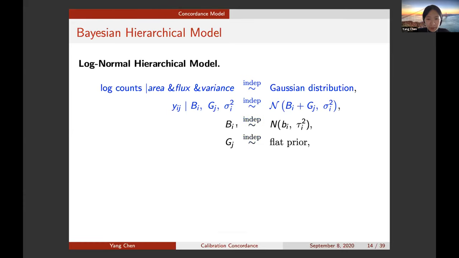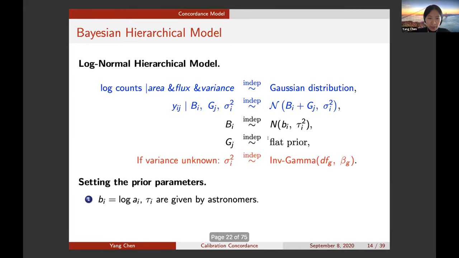And we assume that the logarithm of the effective area follows a Gaussian distribution with mean little b_i, which is the logarithm of the known effective area. And this tau_i squared is given by the calibration scientists that Herman collected the table for us. And we assume the g_j, which is the logarithm of the fluxes, follow a flat prior because we know nothing beforehand. And if we assume the variances are unknown, we assume sigma_i squared follows an inverse gamma distribution.